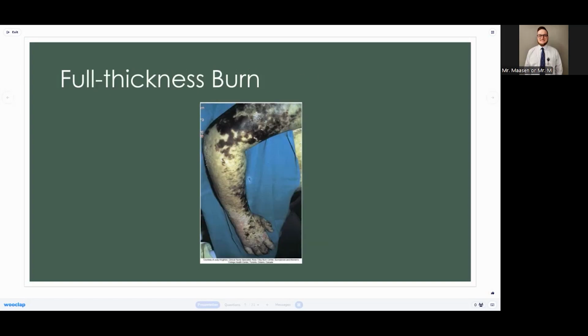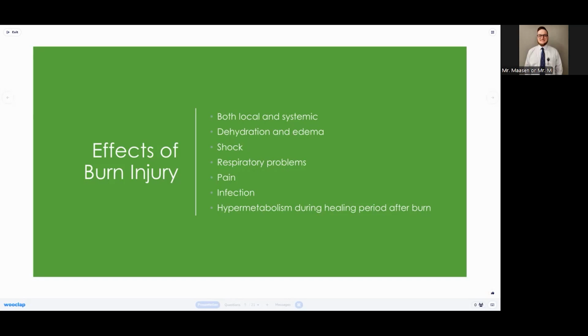Third degree and fourth degree, where there's that blackness, eschar tissue, that sort of thing. So effects of burn injury, there's going to be local. But again, with the more severe burns, second and third degree, depending on the location and the amount of surface area of the body that's been burned, you're going to have high possibility of systemic effects. So some of the systemic effects too.